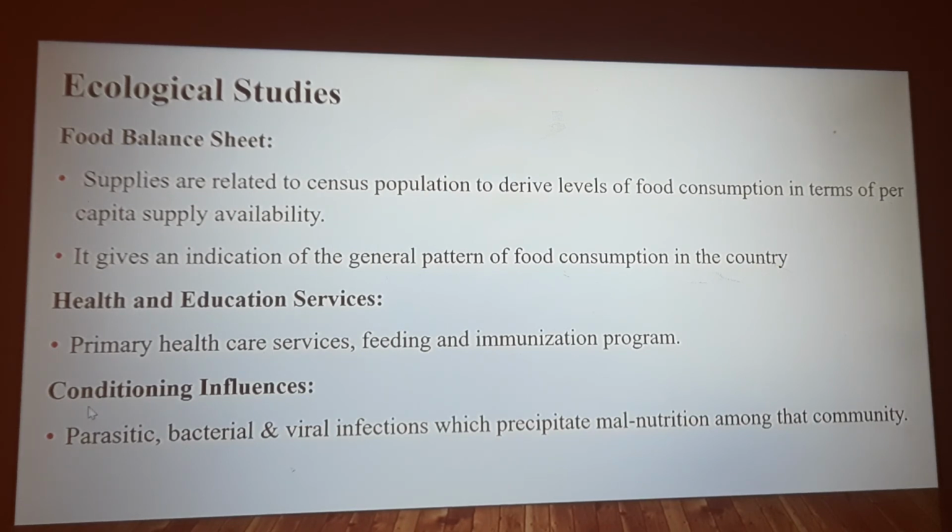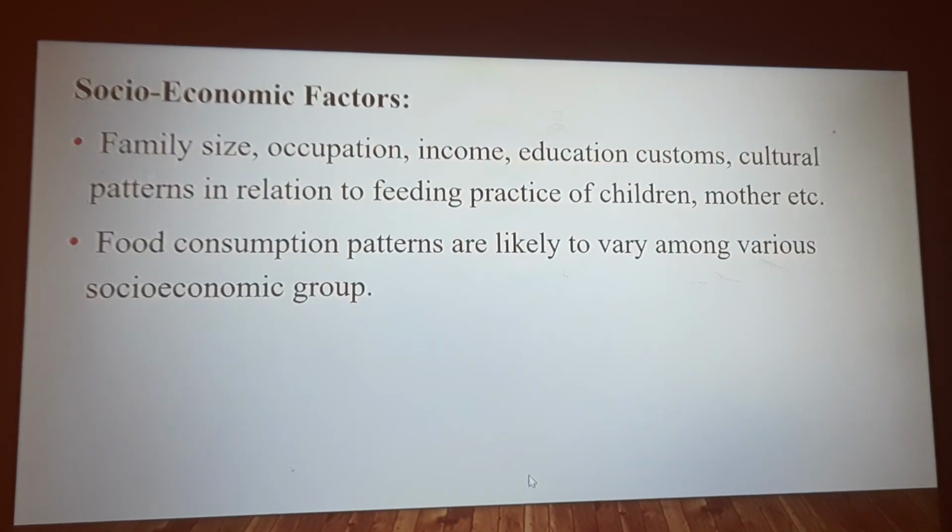We also consider conditioning influences like parasitic, bacterial or viral infection, which precipitate malnutrition among the community. If in a community viral or bacterial infections are present, that can also affect the nutritional status, and the patient can have malnutrition if the community is affected with viral infections.